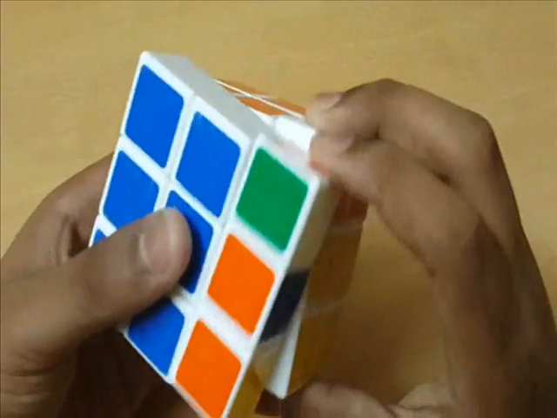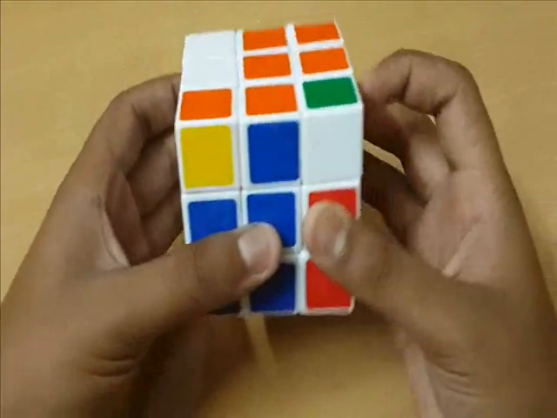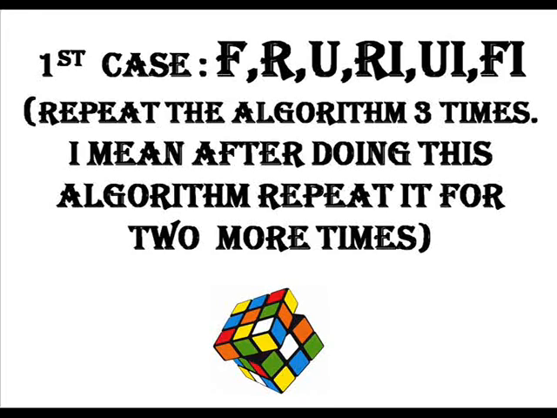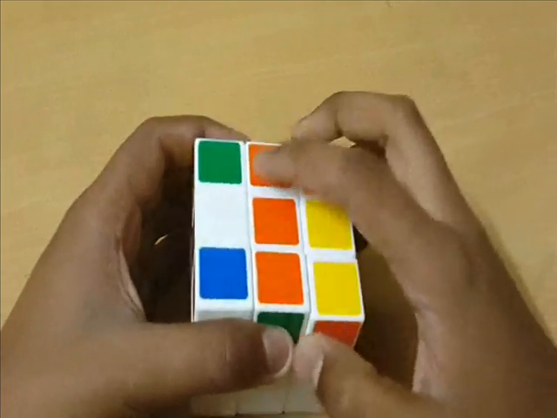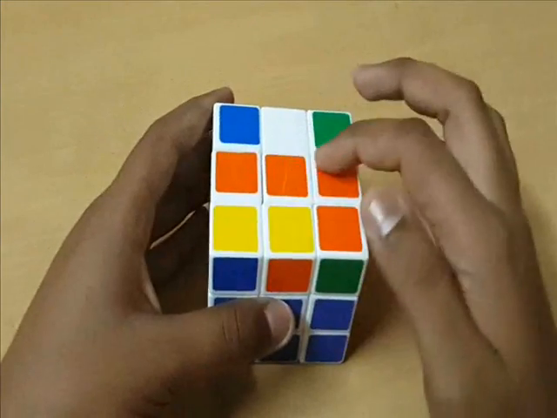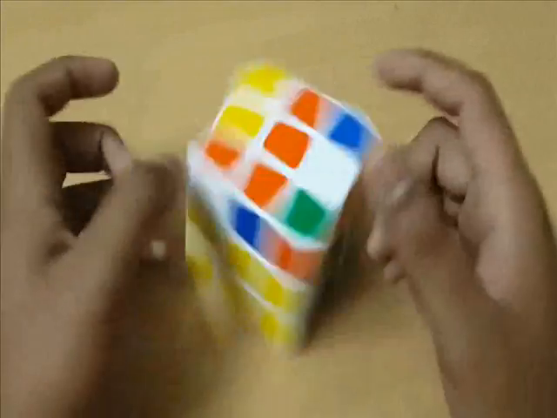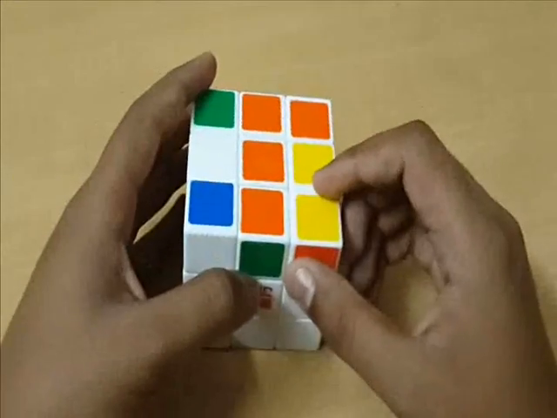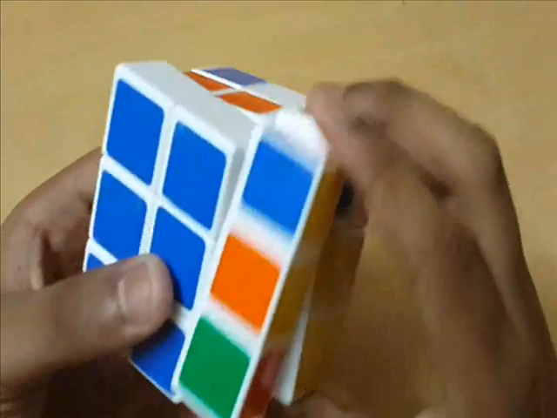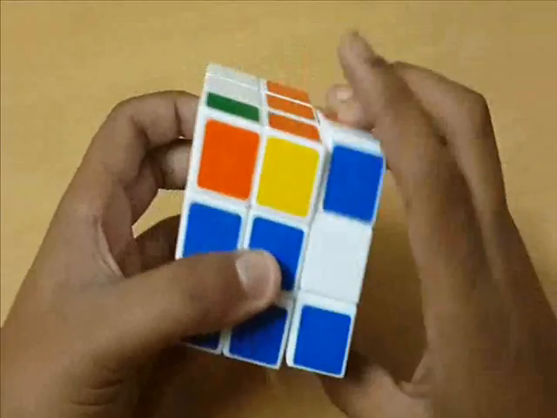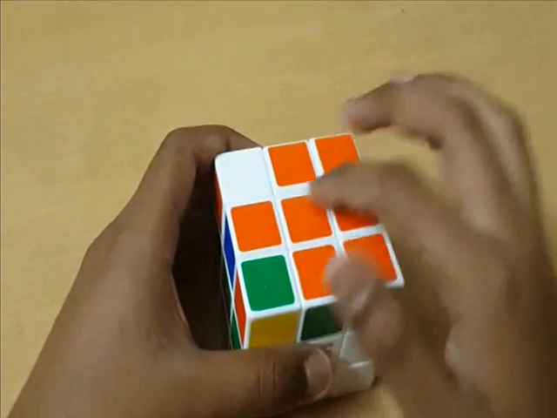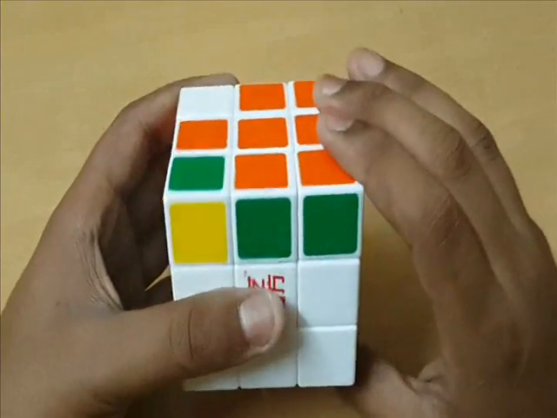F R U R' U' F', and you'll get the minus shape or rod shape. Then hold it like this. Either you can hold it like this or like this. You can't hold it like this. So by starting to do the same algorithm, F R U R' U' F'. So you got the cross. And that was the first case.